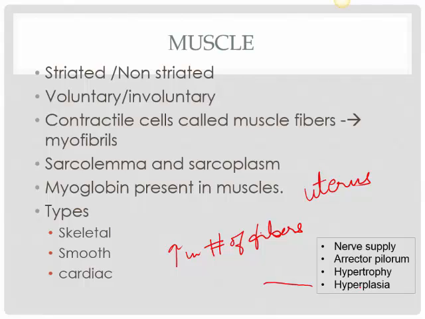Okay? So physiologically in our body, for your purposes, the uterus is the one organ which undergoes both hypertrophy and hyperplasia. Otherwise, normally muscle fibers only undergo hypertrophy.